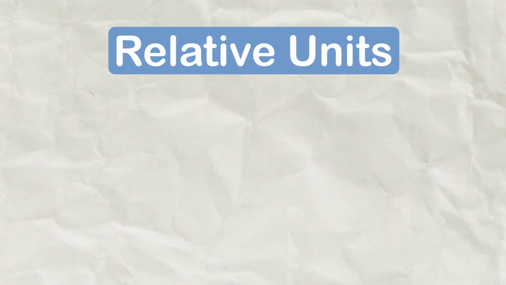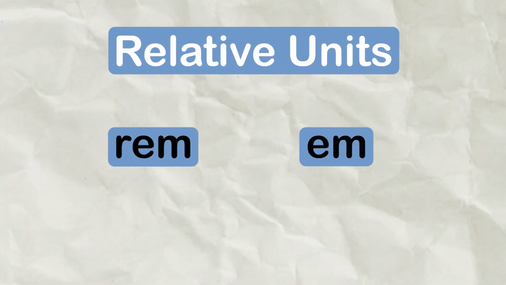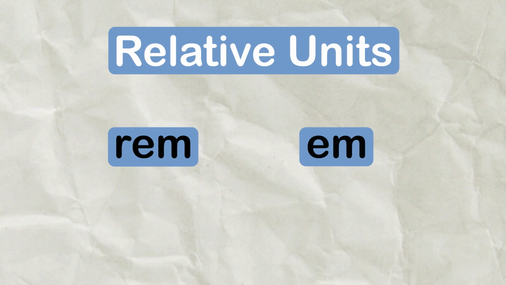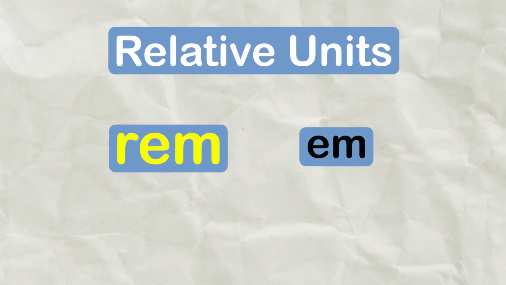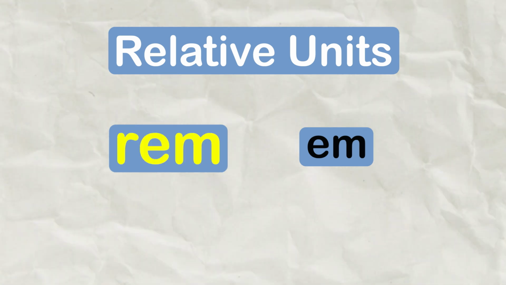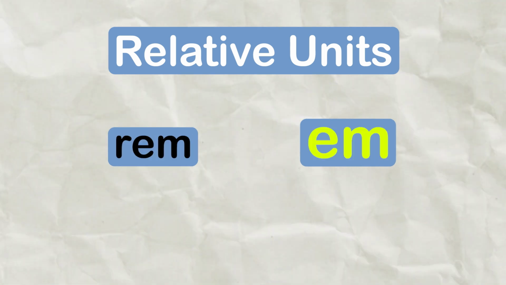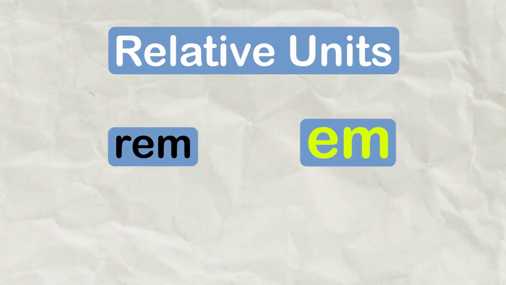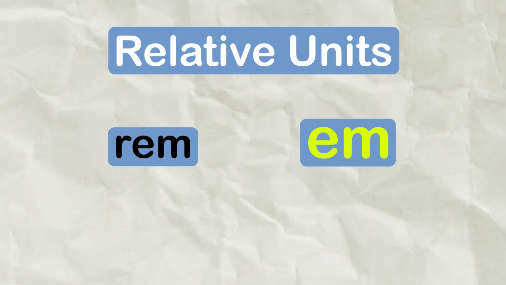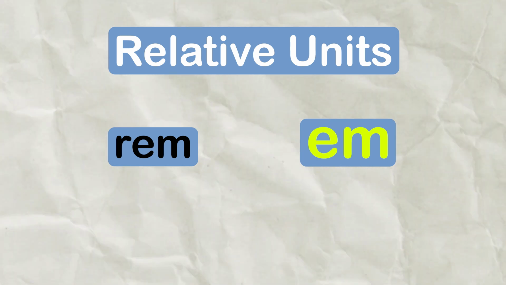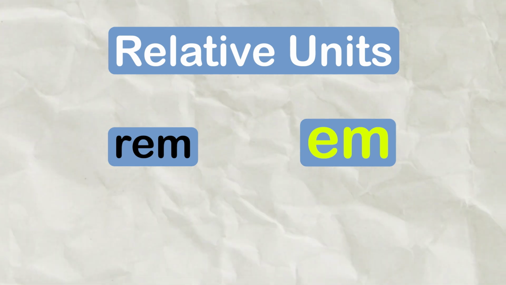Now let's talk about relative units. So we have rem and em. These units bring a sense of flexibility to our designs. Rem stands for root em and it's relative to the font size of the root element. Meanwhile, em is relative to its parent's font size. It's like passing down size traits through the family tree. So let's see a practical demo of this.